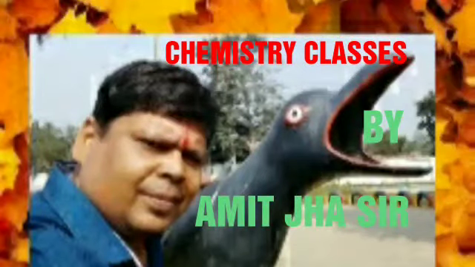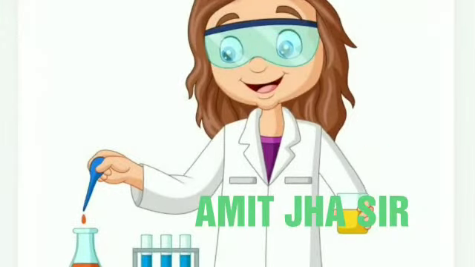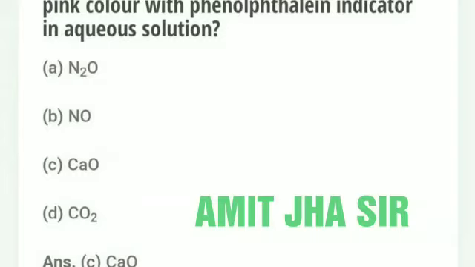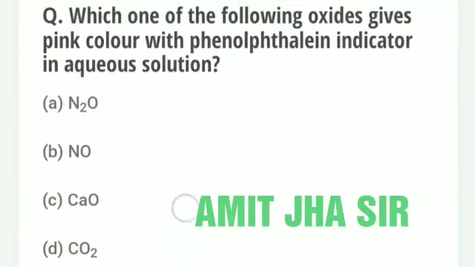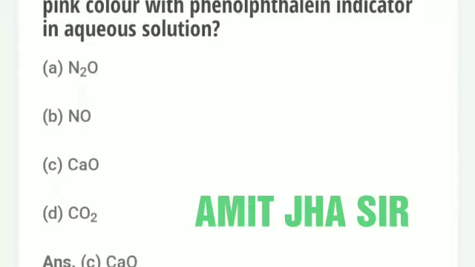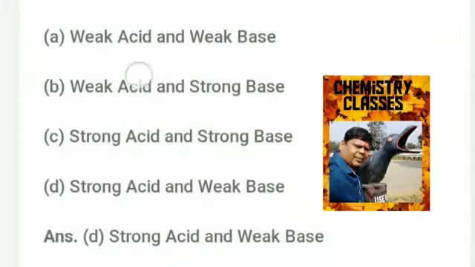Hello students, let us discuss objective questions of acids, bases and salts. Which of the following oxides give pink color with phenolphthalein indicator in aqueous solution? N2O, NO, calcium oxide, carbon dioxide gas. Calcium oxide is the correct option because it is a basic oxide which gives pink color with phenolphthalein.